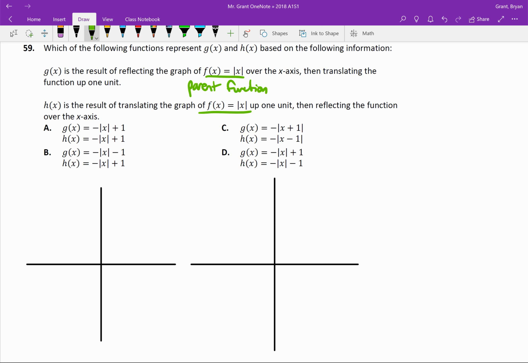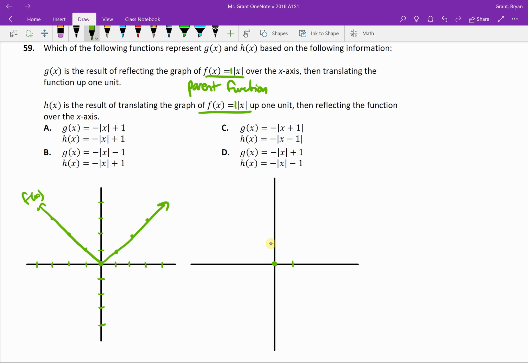Our parent function always starts at 0, 0. And then we have that invisible slope that's in front, that 1, and that's going to tell us to go up 1 over 1 in each direction. And I'll put a few more of these just so I can be a little bit accurate here. It doesn't have to be perfect, but it's going to look something like this. So here is my V-shaped original parent function. And I'll call this f of x just so we can keep it straight.